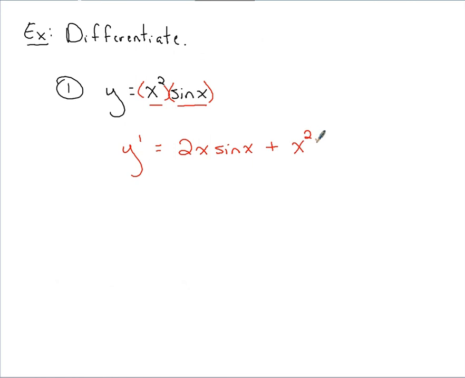Then add. Next part of the product rule, we take the first part, x squared, we leave it as is. And then we multiply to the derivative of this second piece. The derivative of the sine of x is cosine of x.